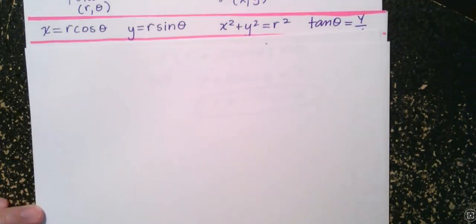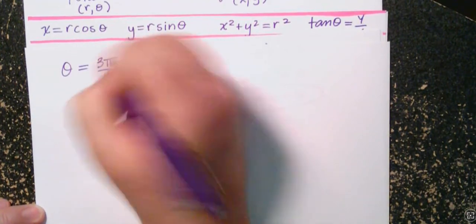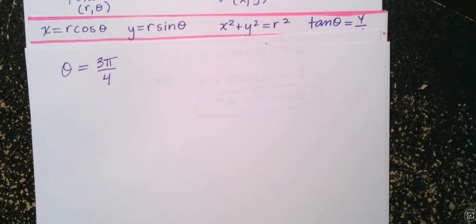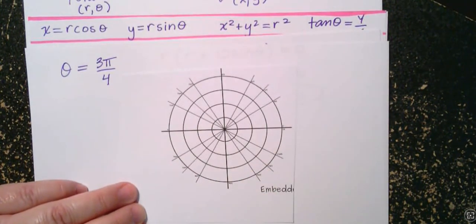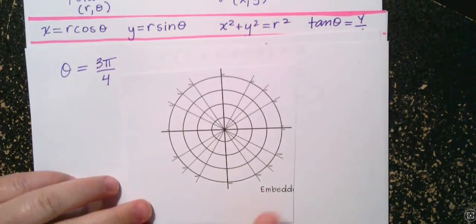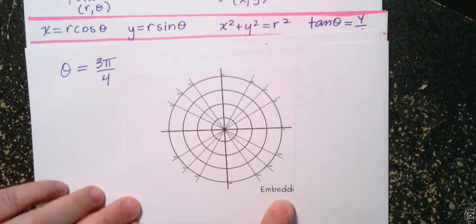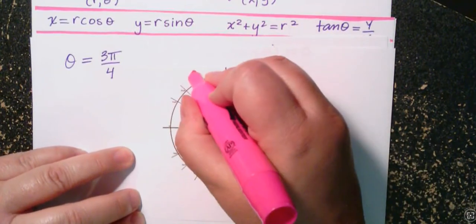Let's do this. Okay, so I want you to think about what the polar coordinate grid or the polar coordinate graph, however you want to call it, looks like. And think about where theta equals 3 pi over 4 is. I'm probably copyright violating embeddedmath.com, but if you go there, maybe they'll be happy to get business off of me. So 3 pi over 4 is over here.